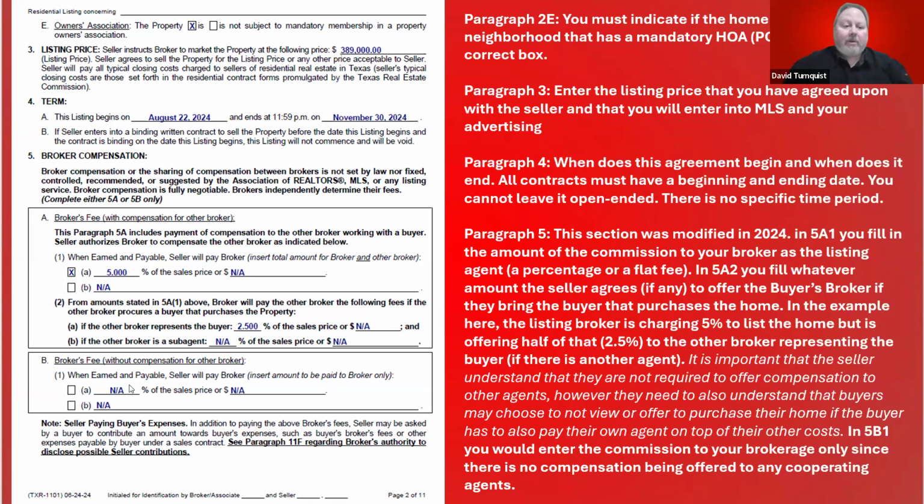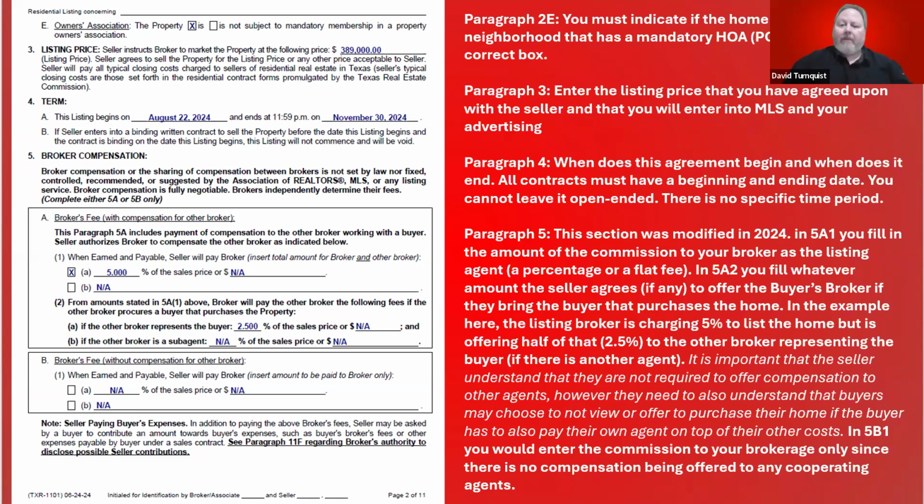So in this example, it's NA because we had 5% up top. But let's say that this seller did not want to offer compensation to a buyer's agent, and in 5A it would have been all NAs. So we would have come down here and put, let's say, 3%. So we're going to list your home and sell it for 3%, which is probably what I would have got anyway if there hadn't been a buyer's agent.